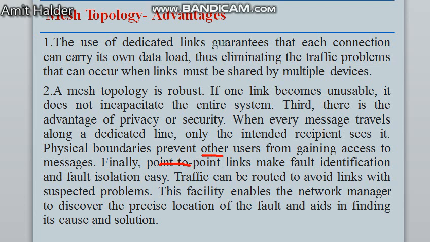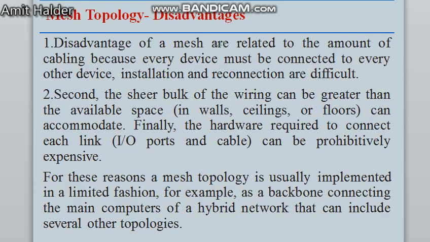The point-to-point links make fault identification and fault isolation easy. As it is a point-to-point connection, if any link has any kind of damage or problem, whether it is connected or not connected, we can determine it. And traffic can be routed to avoid links with suspected problems. This facility enables the network manager to discover the precise location of the fault and aids in finding its cause. That means they can identify where the fault really occurs. Go through the disadvantage part.